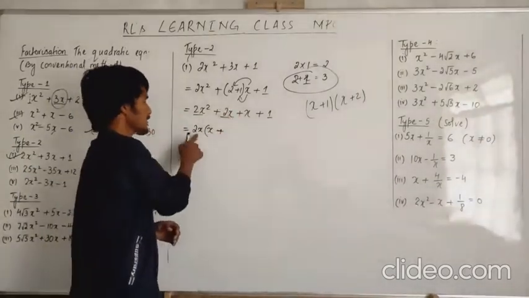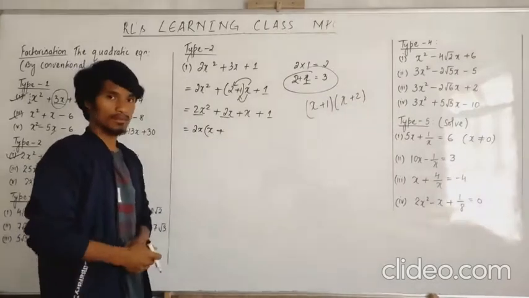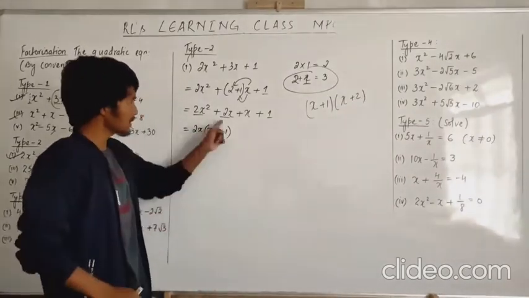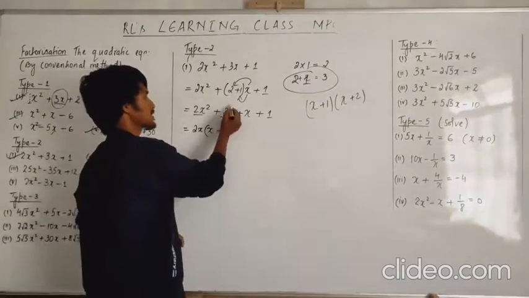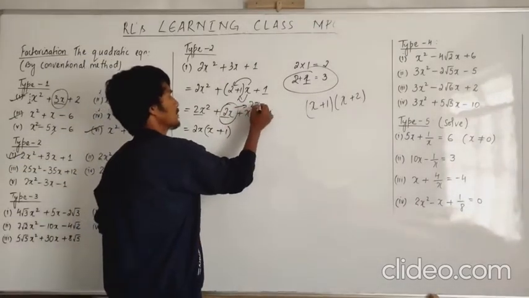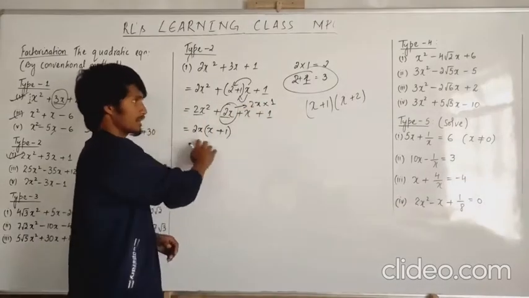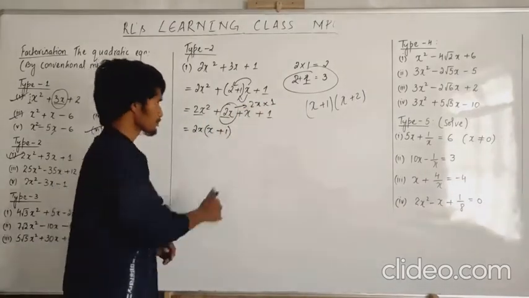Okay. Then plus, now this 2x is already taken out. What is left here? 1. Because 2x into 1 will be 2x. This 2x I can write as 2x into 1. Then this 2x is already taken out. Then what is left here? 1.